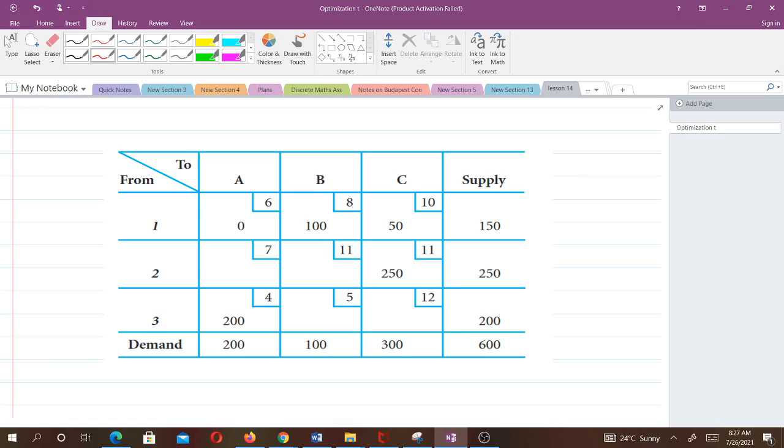So note, when you are solving a problem, the issue of degeneracy can occur. And if it occurs and you don't correct it by doing an artificial allocation, then you use your stepping stone path method and modal, but you're not going to get any result.